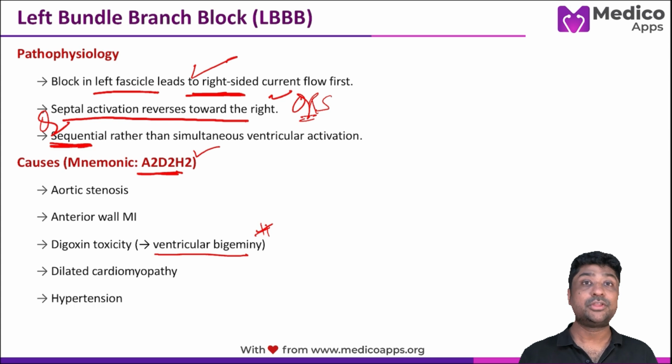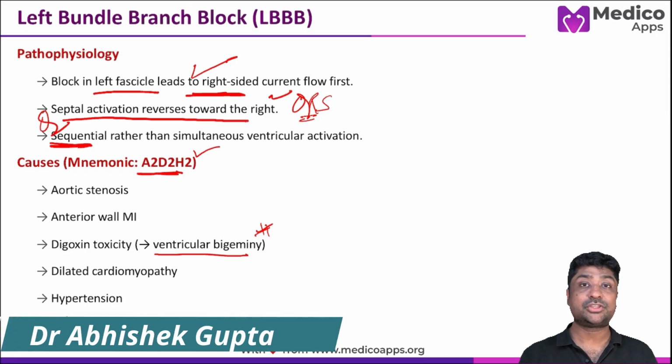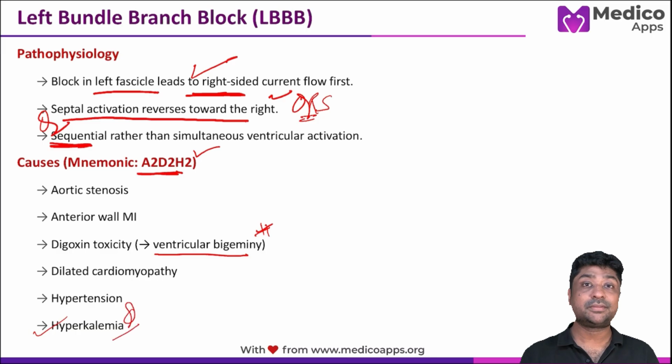Hypertension is also a major contributor. Chronic high pressure thickens the left ventricular wall, increasing the risk of conduction defects. Finally, hyperkalemia, elevated potassium, can slow down conduction and precipitate bundle branch blocks. This is an exam favorite, especially in emergency scenarios.